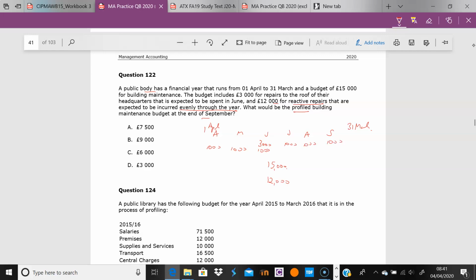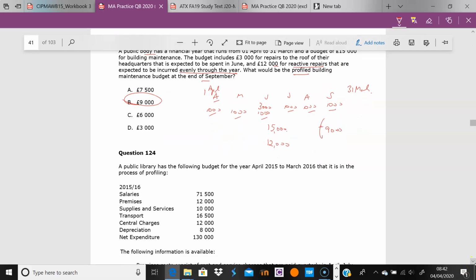So I literally want to know what's happening between April and September. So I have 1, 2, 3, 4, 5, 6, 6,000 plus the 3,000 gives me 9,000. And that's what profile budgets are really all about: following instructions and spreading costs as you've been asked to do.